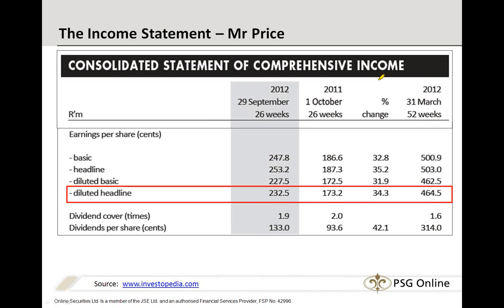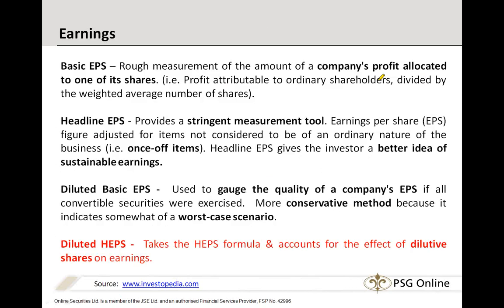However, they don't display how many shares were diluted as such. So in our example with Mr. Price, we used the headline earnings per share. So basic earnings is the company's profit allocated to each of its shares. Remember, it's the profit owed to ordinary shareholders divided by the weighted number of shares in issue. So obviously if the company issued some shares 9 months into the year, we average it out. That's what we mean by weighted.